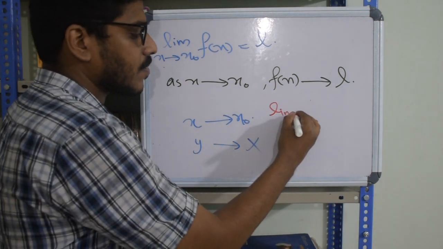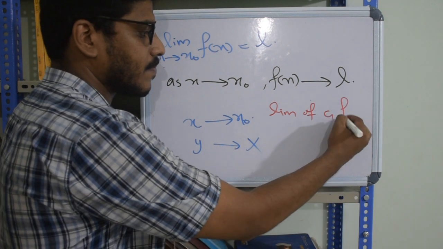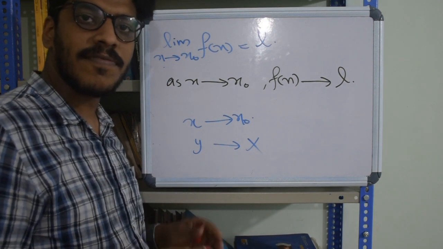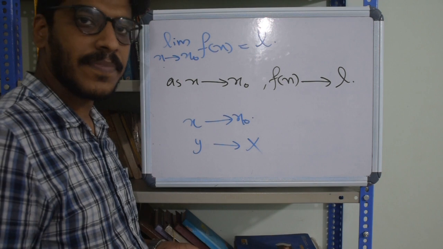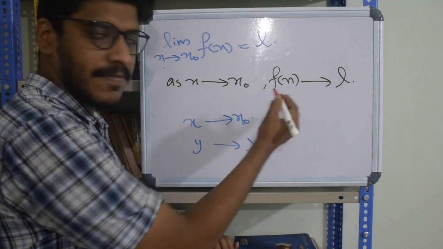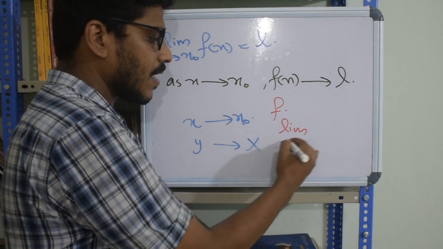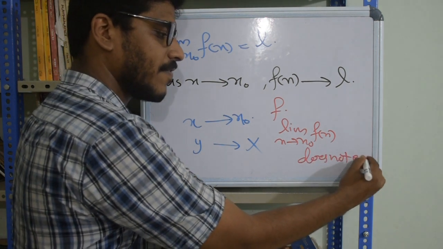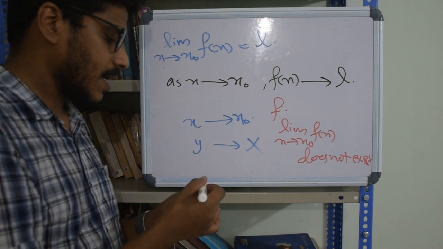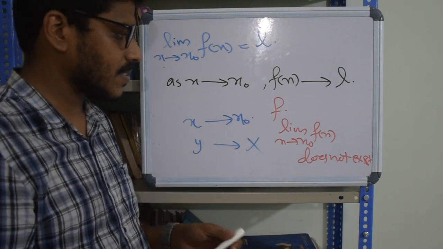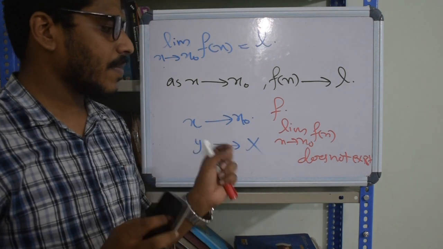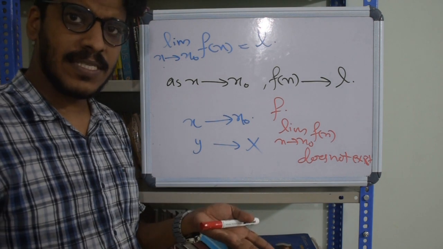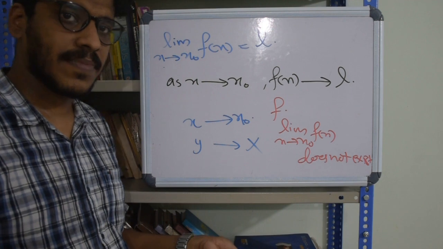So what I am trying to say is that it is not necessary that the limit of all functions exists at every point. Right. We may have a function f such that limit x tends to x0, f of x does not exist. We will see examples for this soon. We will see examples and things will be much clearer when we go through examples. Right. So for now, just keep in mind that it is not necessary that every function has a limit at every point. Limits may or may not exist. Right.